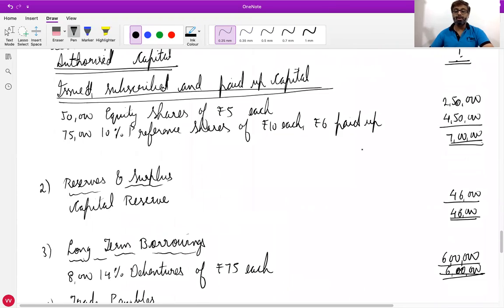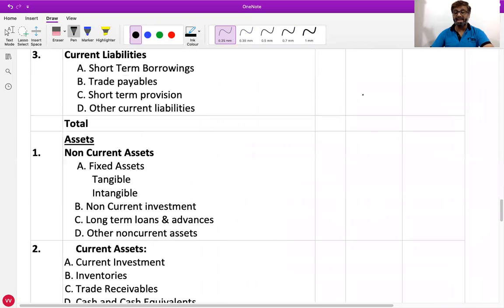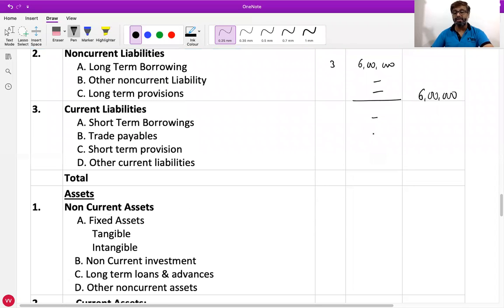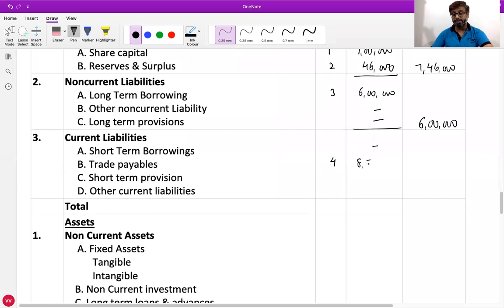Let's put it in the balance sheet, fill in the blanks. Share capital, note number 1, 7 lakhs. Reserves and surplus, note number 2, 46,000. Total 7,46,000. Long-term borrowings, note number 3, 6 lakhs. Other non-current liabilities, long-term provisions we don't have, total 6 lakhs. Short-term borrowings we don't have. Trade payables, note number 4, 8,54,000. We don't have short-term provisions and other current liabilities, total 8,54,000.